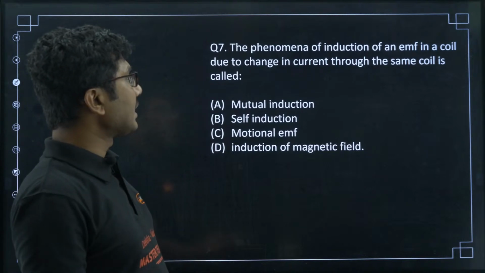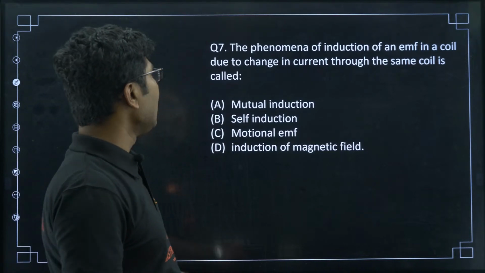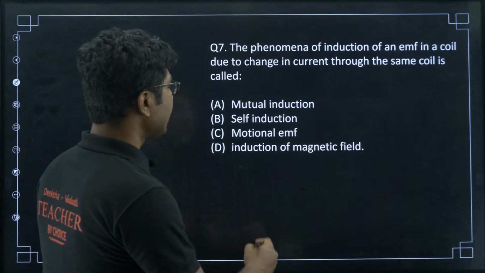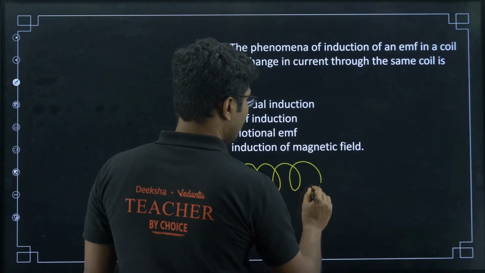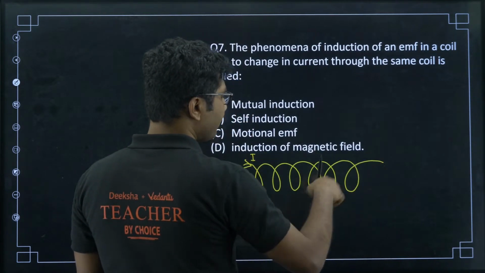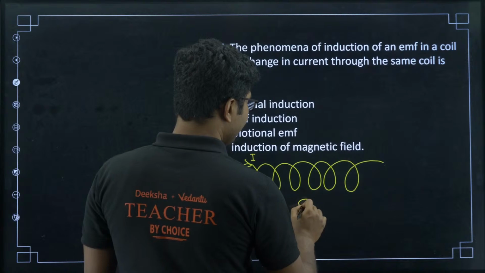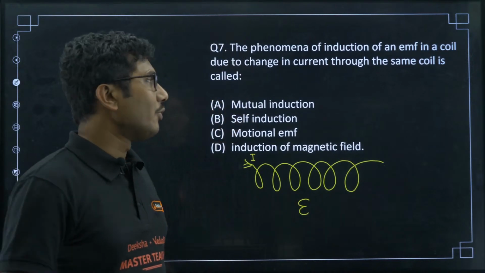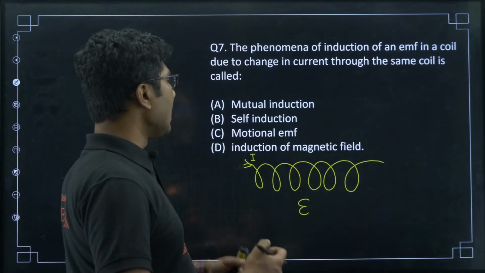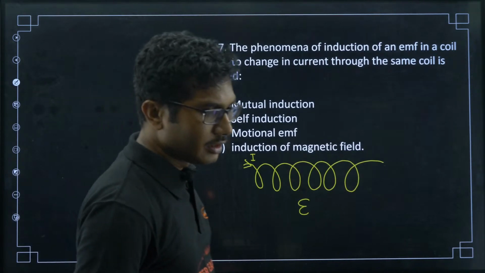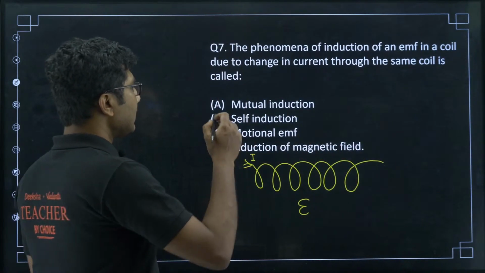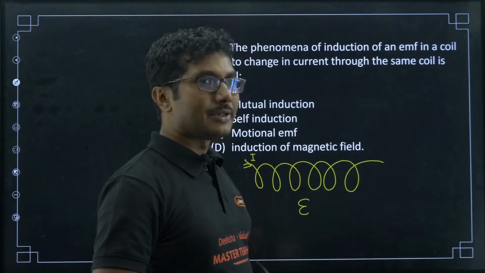The phenomenon of induction of EMF in a coil due to change in the current through the same coil is called. So, this is a coil. The current is trying to change in the coil, and because of that current change, there is an induced EMF in this same coil. What is the name of this? Mutual induction, self induction, motional EMF, induction of magnetic field. 7B. So it is self induction. Yes, only one coil means self induction.